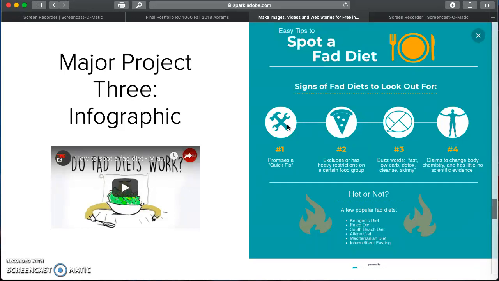A couple fad diets that were everywhere that I saw was basically the ketogenic diet, the paleo diet, South Beach diet, Atkins diet, Mediterranean diet, and intermittent fasting. Those are the popular ones.